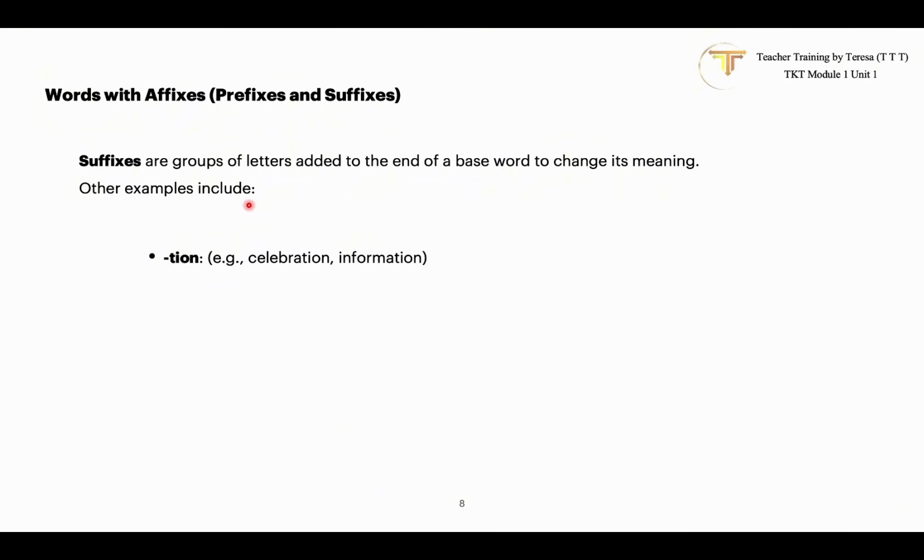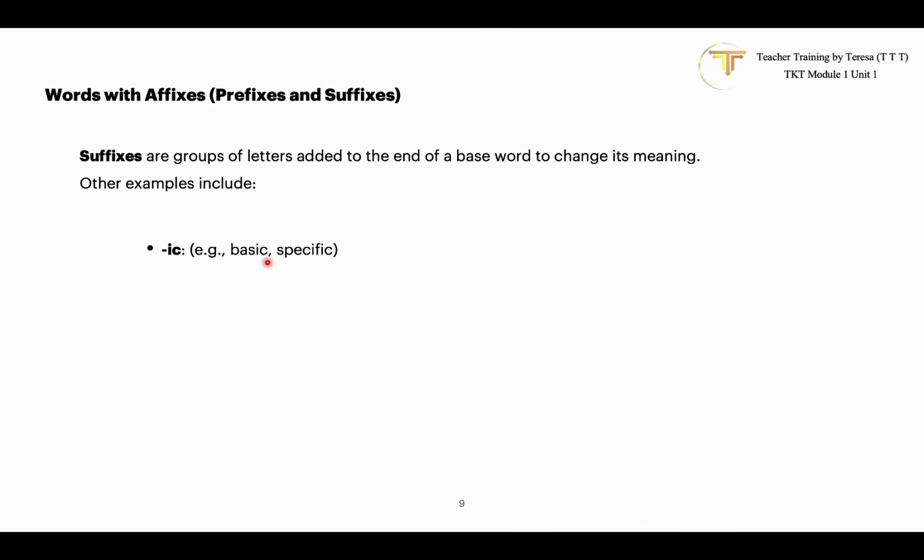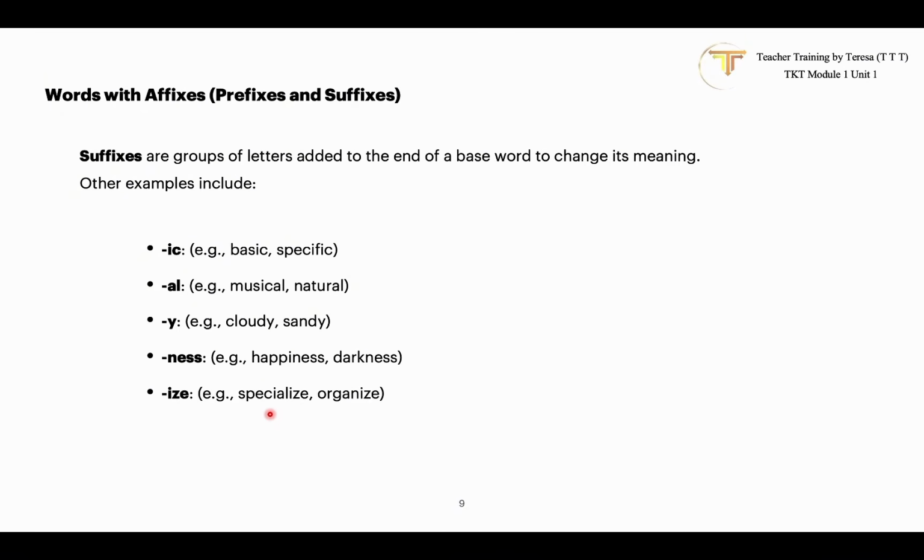Other examples include tion: celebration, information; ful: beautiful, joyful; less: careless, hopeless; able: predictable, manageable; ible: accessible, visible; ous: dangerous, curious; ic: basic, specific; al: musical, natural; y: cloudy, sandy; ness: happiness, darkness; ize: specialize, organize; ate: activate, educate.